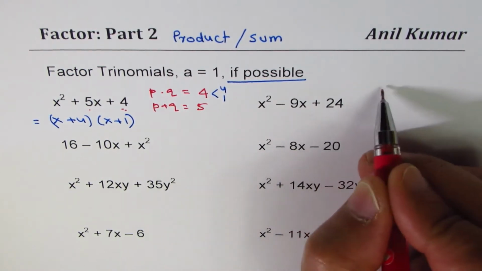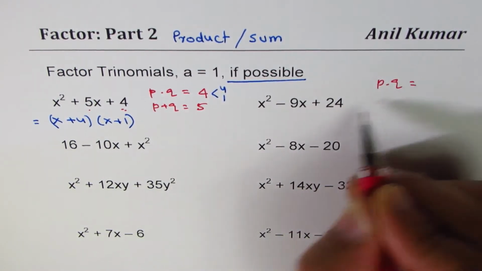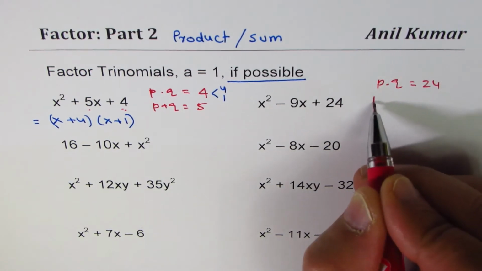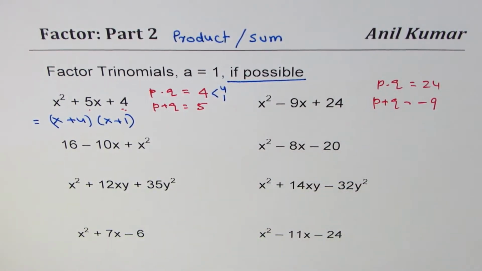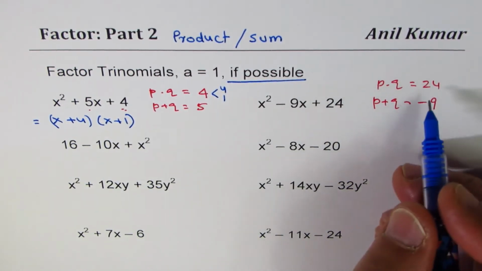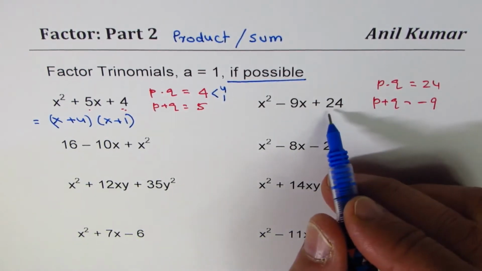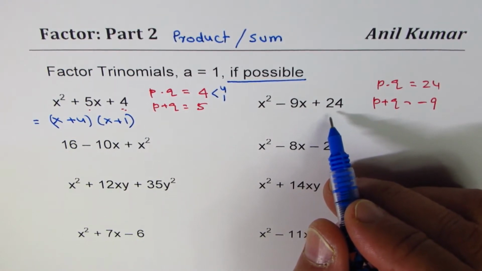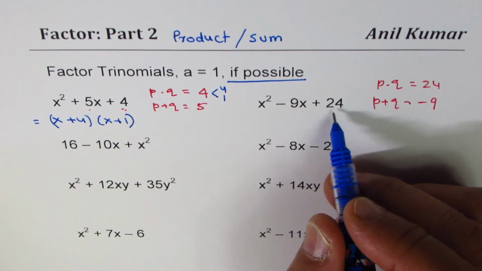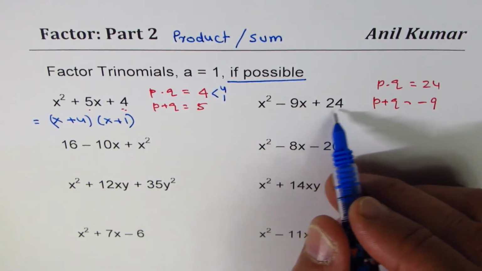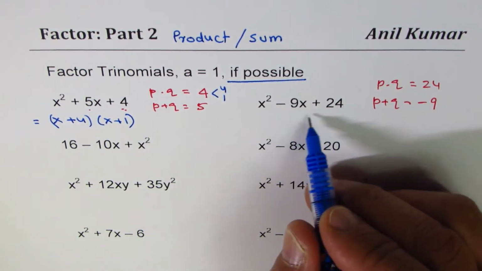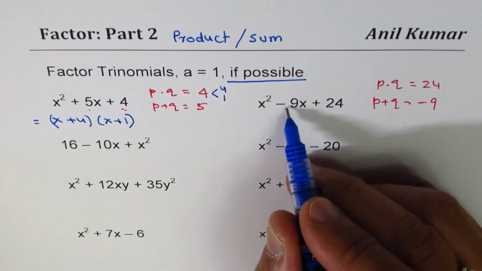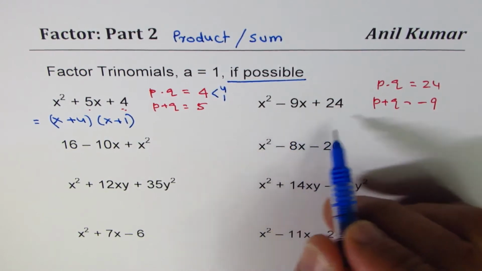Is it okay? So we'll continue with this technique and quickly go through the list. So we are looking for two numbers. So we'll say the product is 24, correct? And the sum is minus 9. When the product is positive, both numbers are the same sign. Is it okay? Both same sign. So how do you get 24? You could get 24 by 24 and 1, right? Both have to be negative since the sum is negative. That doesn't work as the sum.